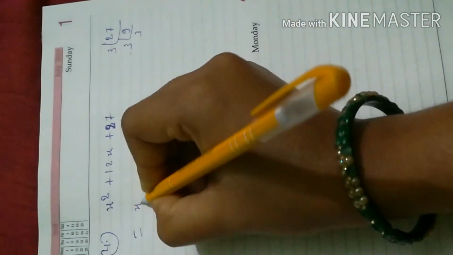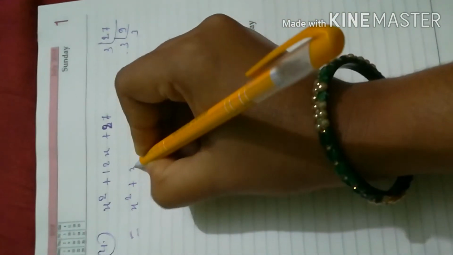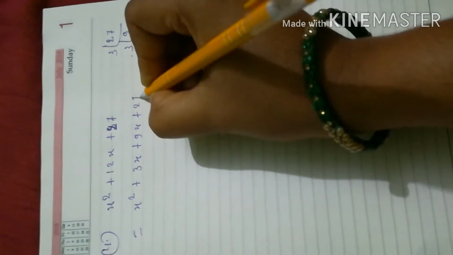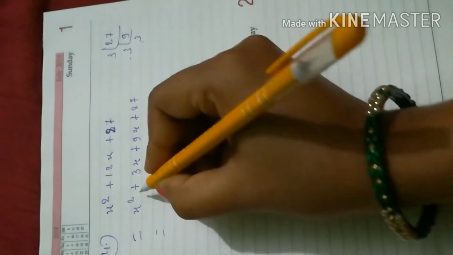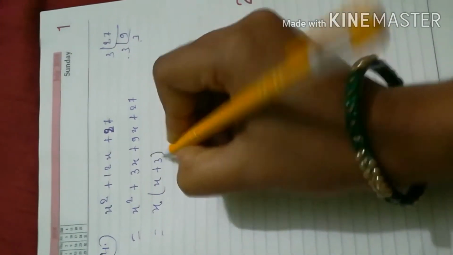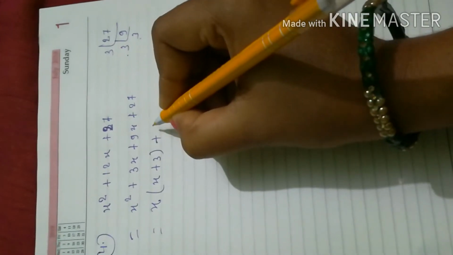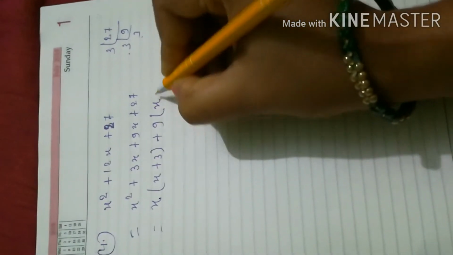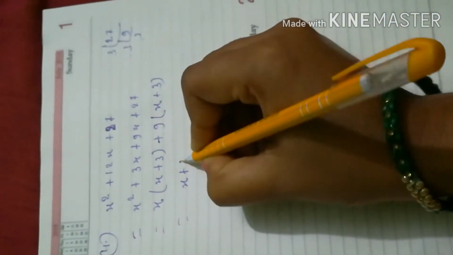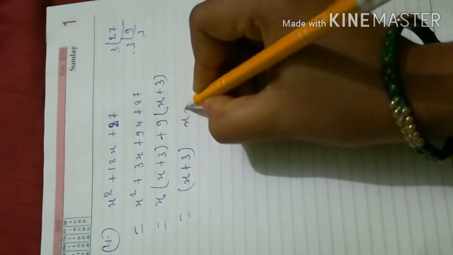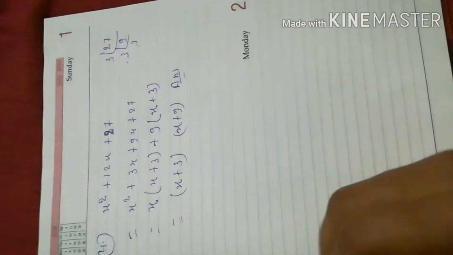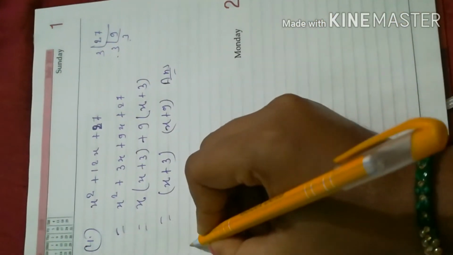So we can write x square plus 3x plus 9x plus 27. From here we can take x as common: x plus 3. From here we can take 9 as common: x plus 3, 9 threes are 27. Now we can write x plus 3 into x plus 9. Now we will do question number 5.